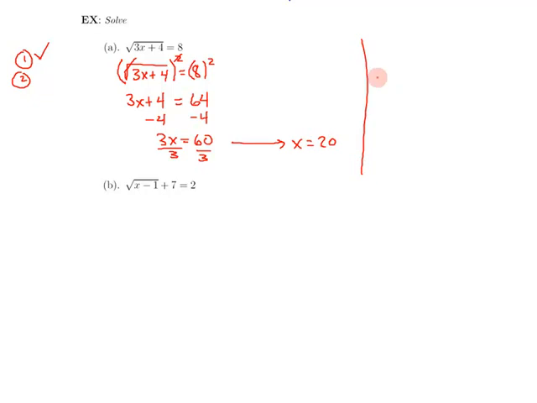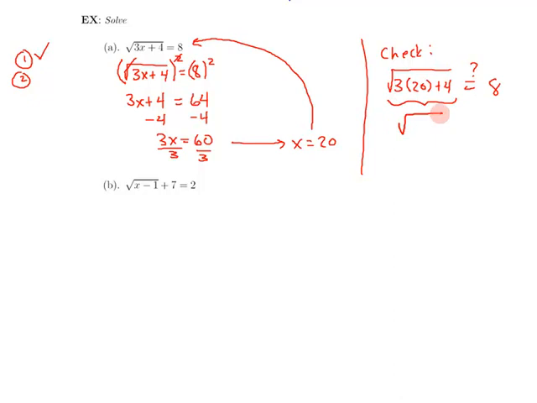Okay? Now we come over here and we check our answer. That is, we plug 20 back into the original equation to see if it actually works. So square root of 3 times 20 plus 4, is that equal to 8? Well, simplify this. You end up with the square root of 3 times 20 is 60 plus 4 is 64 equals 8. That checks. So this is, in fact, our only solution.